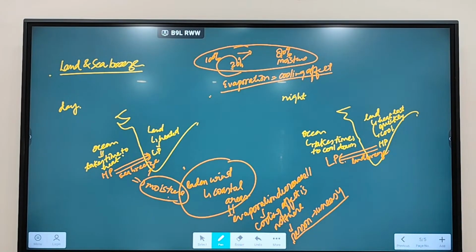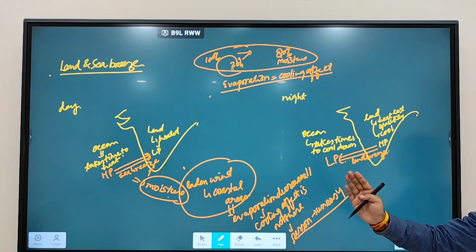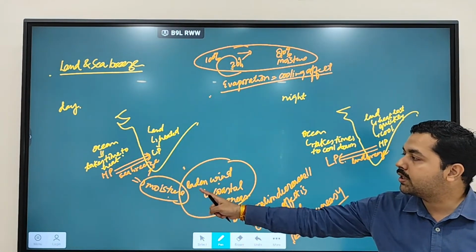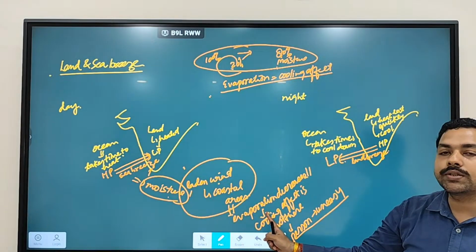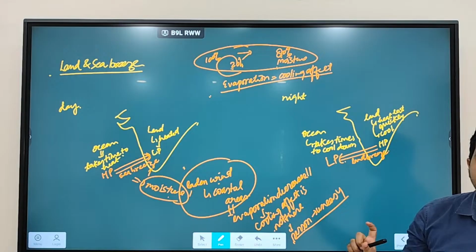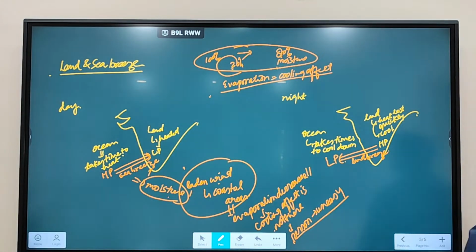Like when you visit Chennai, you feel more humid, more sweaty conditions in Chennai. Why? Because evaporation is not happening. Why is it not happening? Because the sea breeze is coming during the daytime. When the sea breeze comes, moisture is already there in the wind. So evaporation will not happen. Cooling effect will not be there, and that's why you will feel a lot sweaty. You will feel a lot of uneasiness during the daytime.